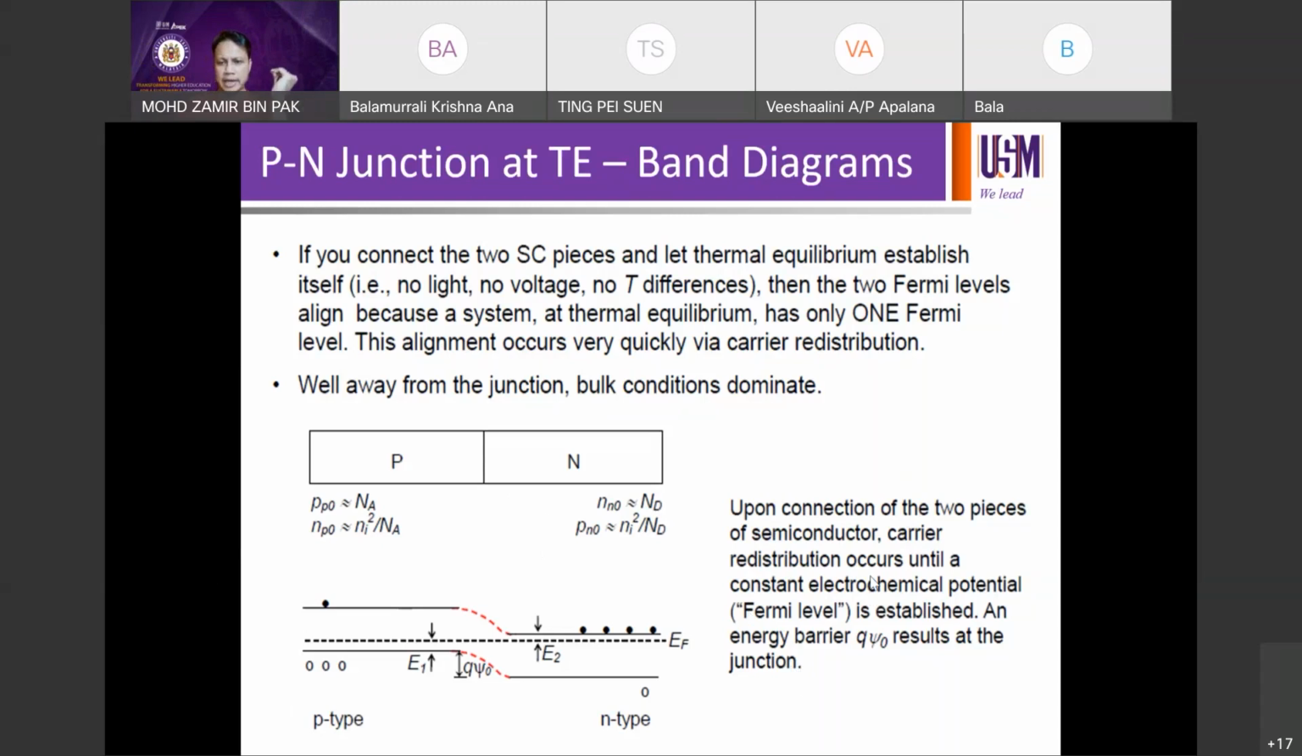So upon the connection of the two pieces, you're going to have redistribution of carriers. You're going to get a redistribution of electrochemical potential, or EF. Then this bending and the single EF formation will result in the formation of an energy barrier, q psi naught, also called qVbi. Vbi is your built-in voltage, and q times Vbi gives you the barrier that will stop further diffusion of carriers across the junction.